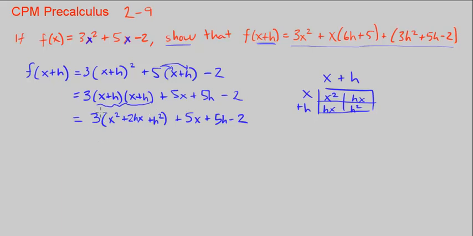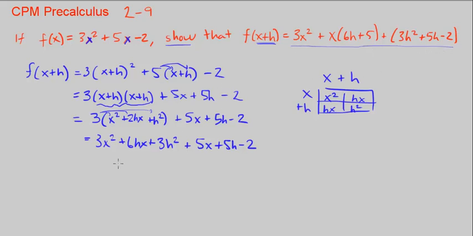Okay, so let's distribute the 3 next. And we get 3x squared plus 3 times 2 is 6hx plus 3 times 1 is 3h squared. And then again, we have what's on the right, 5x plus 5h minus 2. Okay, this is pretty much where we would finish, right? Because there are no like terms to combine. But this does not look like what we have here.